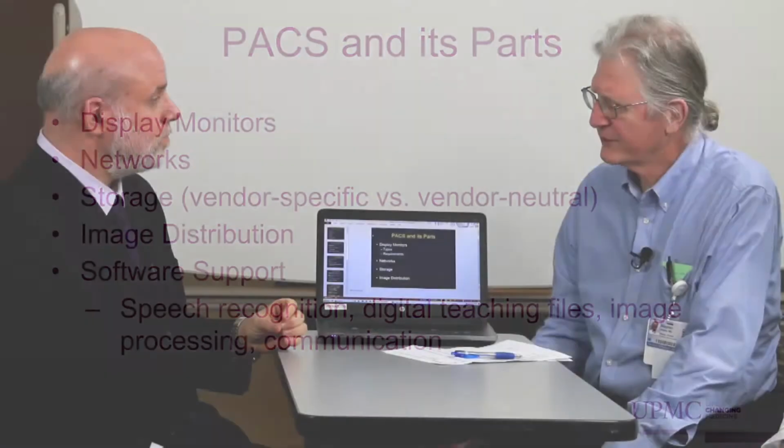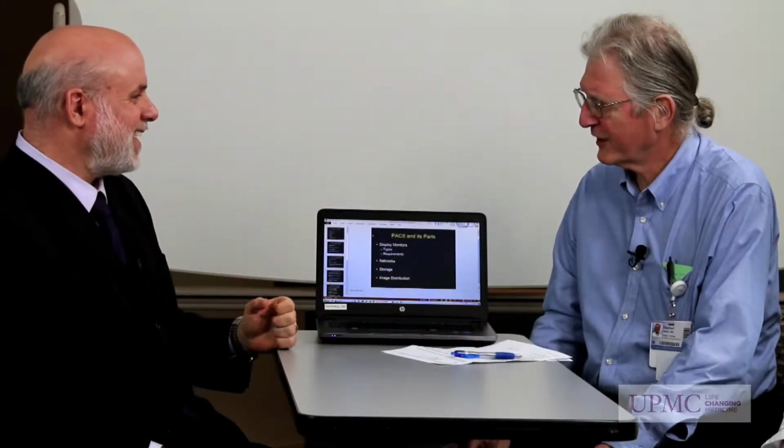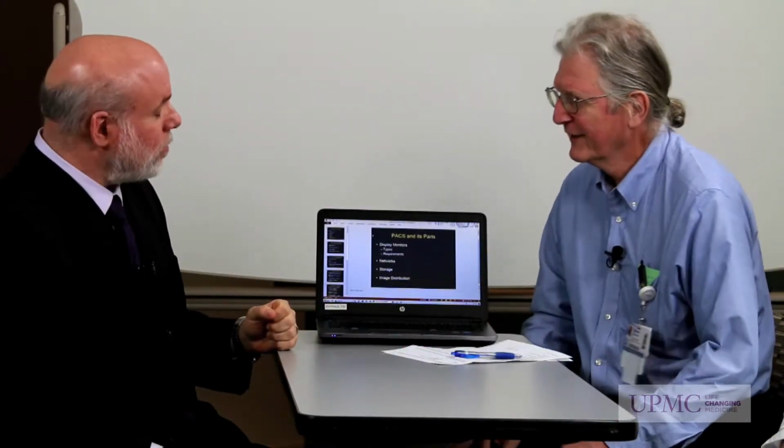Yeah, the storage in and of itself, I mean, you guys are talking petabytes really quickly, right? We really are. We talk in terms of petabytes of data on a yearly basis. Certainly for an institution as large as UPMC, we easily get into that territory.